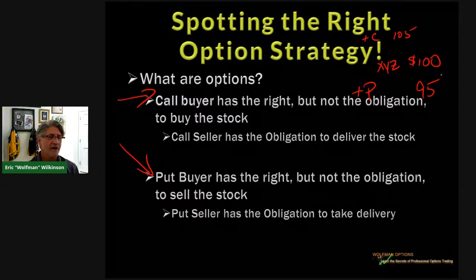And on the flip side, the put seller has the obligation to buy that stock, or take delivery of that stock. That means they have to purchase it at that strike price, okay? So we're going to be using a lot of these, so make sure: the put buyer has the right, but not the obligation, to sell the underlying. The put seller has the obligation to take that stock, to buy it, possibly at a higher price. Everybody with me so far?